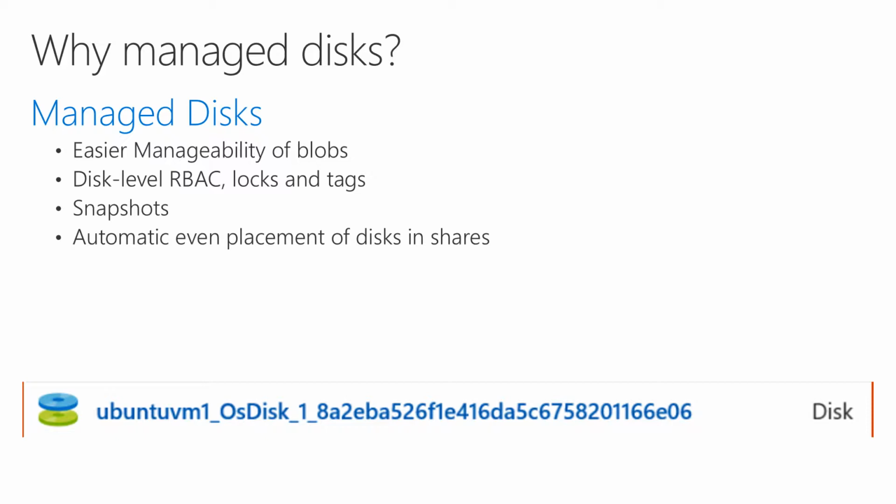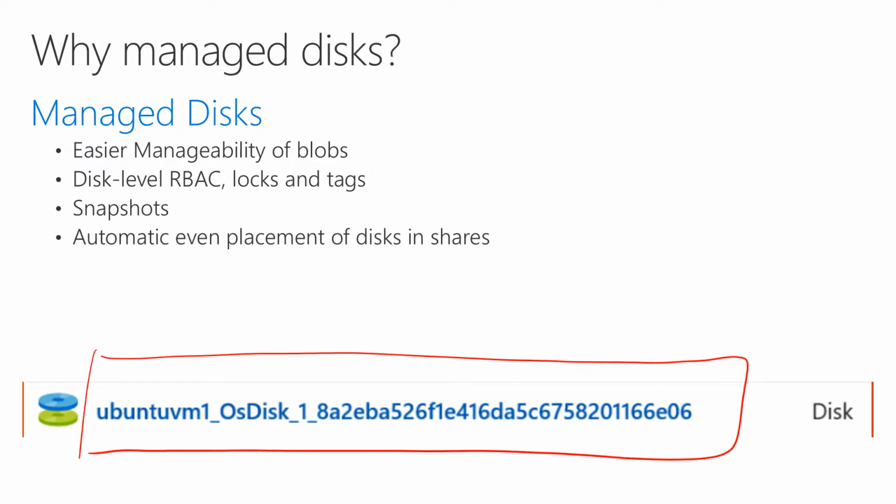So you don't have to take care of distributing your disks into multiple containers. Managed disks are a high-level concept, so you don't have to put them into a specific container in a specific storage account. That's done for you. Another benefit is that we now have disk level RBAC. We can use locks and we can also use tags on a per disk level. It also allows us to take snapshots, and it does automatic placement of disks in shares. So here's an example. This is what it looks like here at the bottom. This is one resource in our resource group, an Ubuntu VM managed disk.